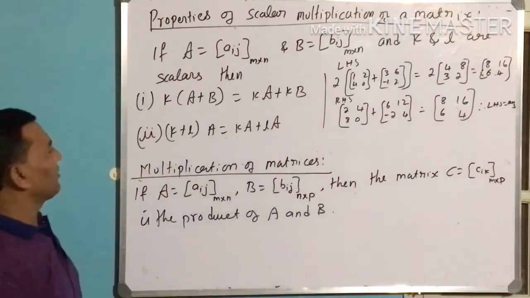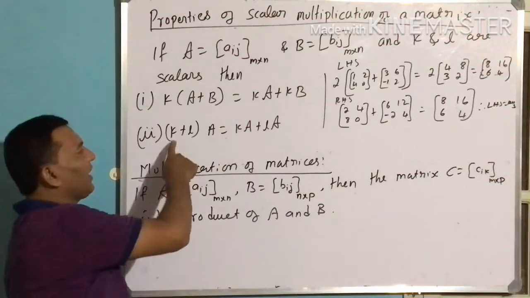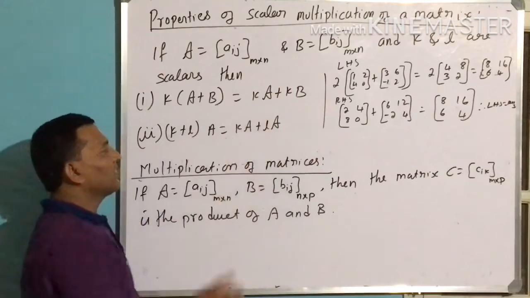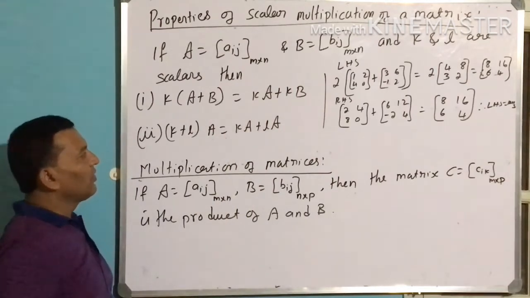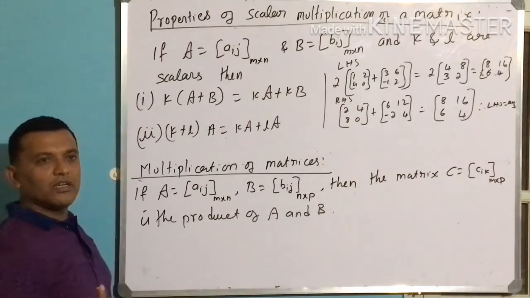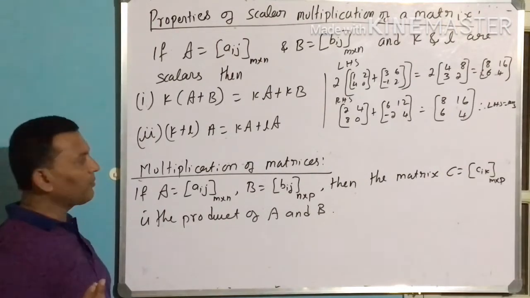Similarly, the second property: if K and L are two scalars, then K plus L into A is as good as KA plus LA. That is, A is a matrix, K and L are scalars. So it means for any matrix, if you take two scalars, add them and then multiply to A, or multiply them individually to the matrix separately and then add, you get the same result.